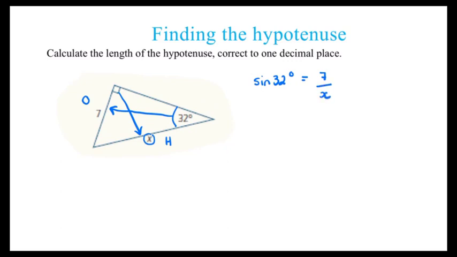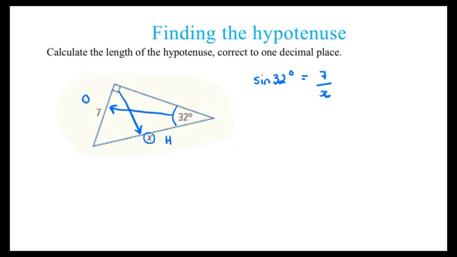x. Now x is in the denominator, and I need to be able to solve this. So when x is in the denominator, I need to take the reciprocal of both sides. When I talk about reciprocal, I talk about turning them upside down. So sine 32 is really over 1. When I turn that upside down, I get 1 over sine 32 degrees. And taking the reciprocal of the other side, which is to turn it upside down, I get x over 7.